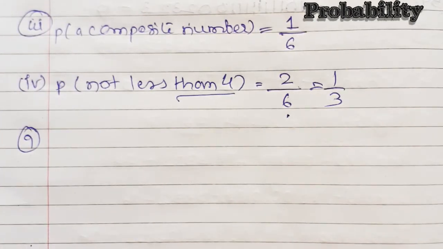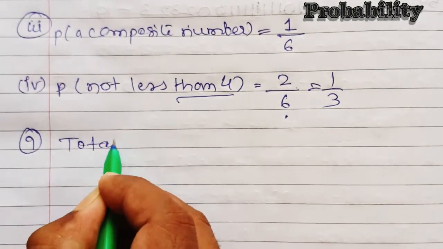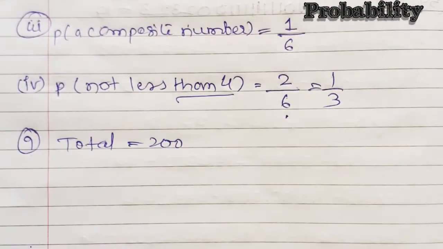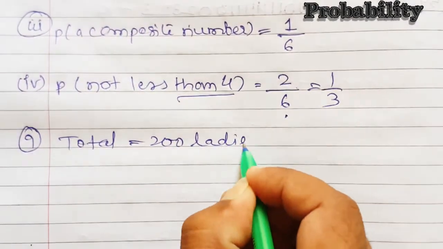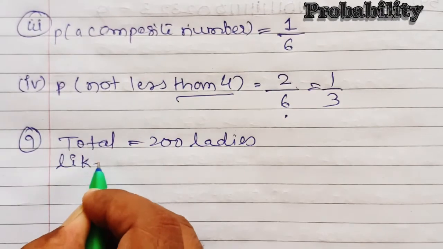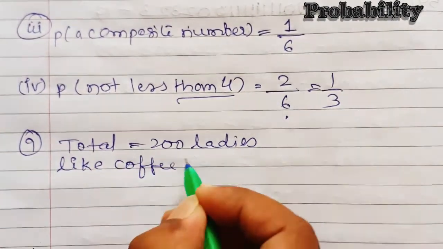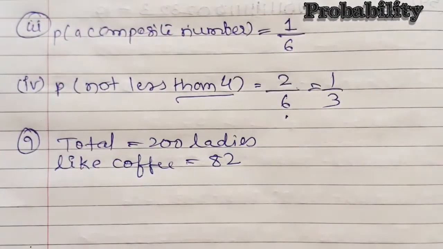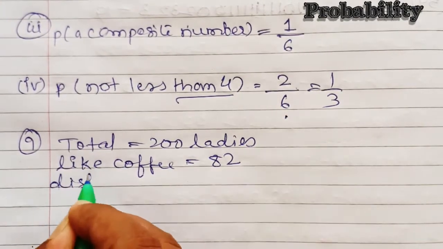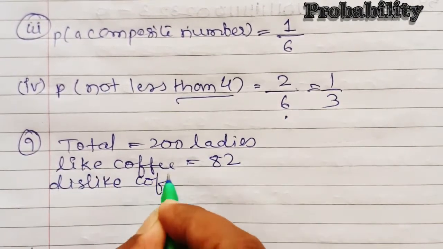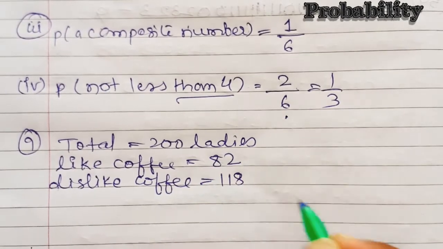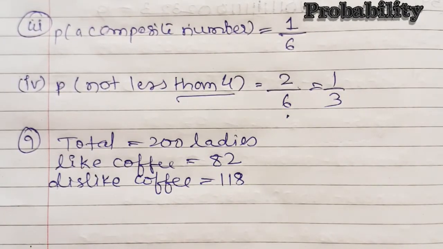Now here, in question number 9, I'm reading the question: in a survey of 200 ladies, it was found that 82 like coffee and 118 dislike coffee. So in total how many ladies are there? Total 200 ladies. And how many like coffee? Only 82 ladies like coffee. And how many ladies dislike coffee? That is 118.